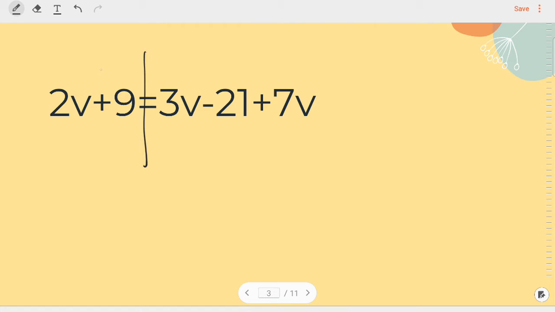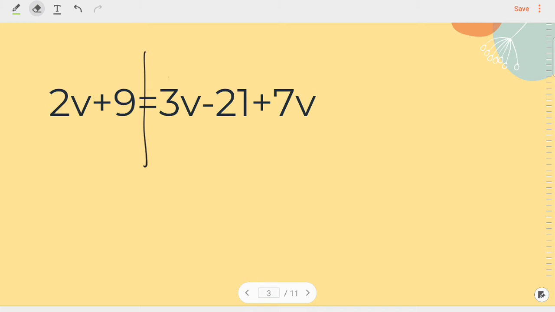I look at the left side and I say to myself, if I split up my terms, I'm going to choose a different color. Let's say green. If I split up my left side, I have 2v and 9. Are those like terms? Can I combine those? And the answer is no, because v has a variable and 9 doesn't.